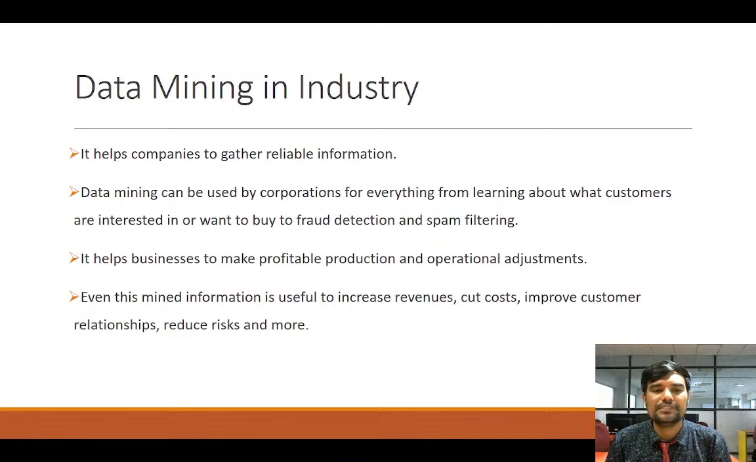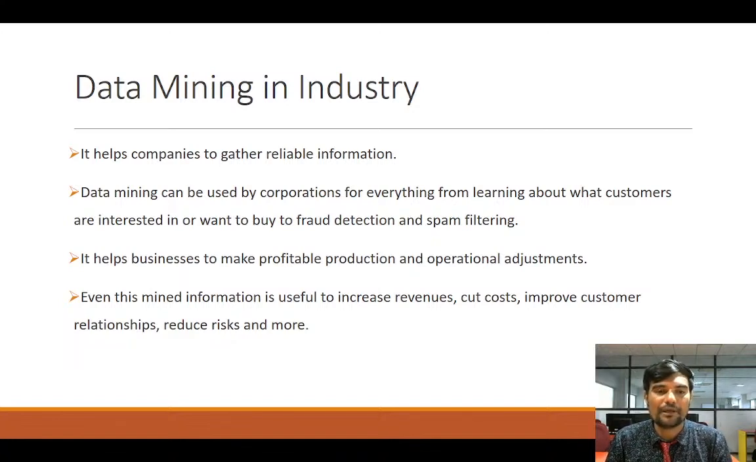It also helps businesses to make profitable production and operational adjustments, because as a manager you get useful information day by day or from monthly transactions. All that you get in a single page, a report which has useful information and the useful patterns.